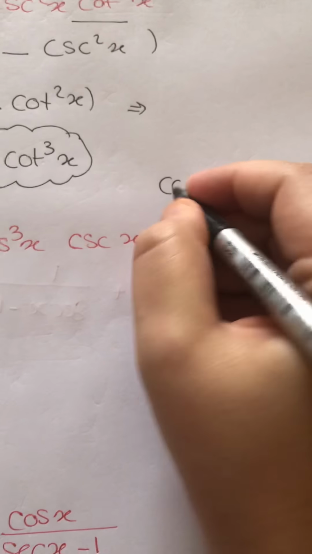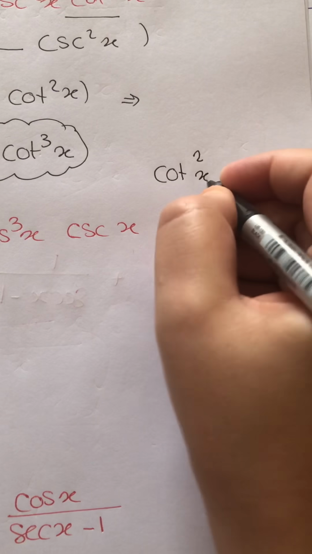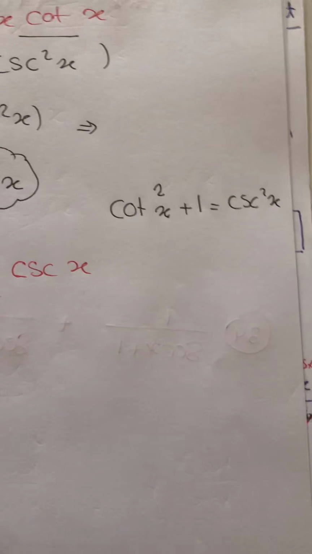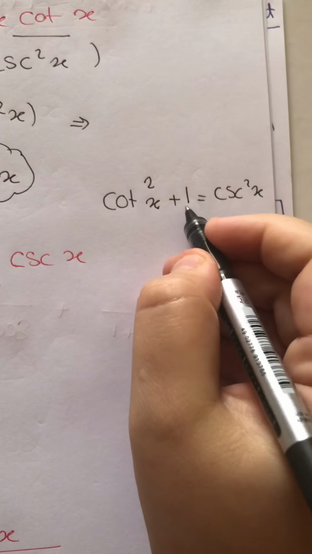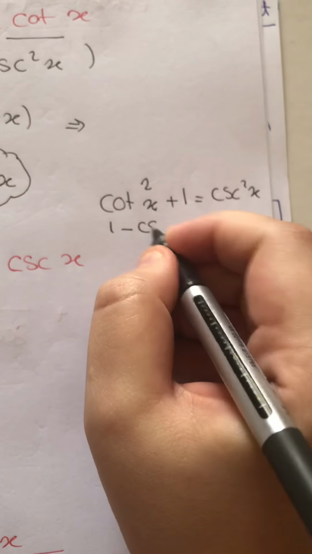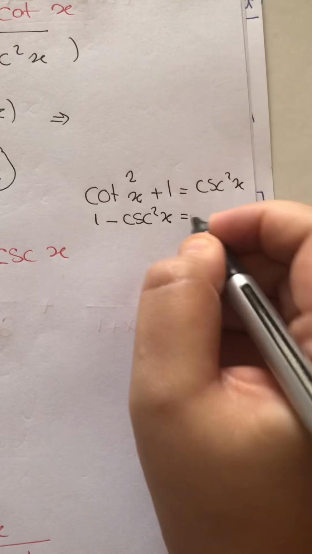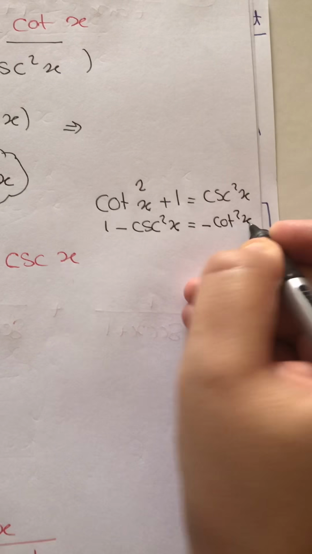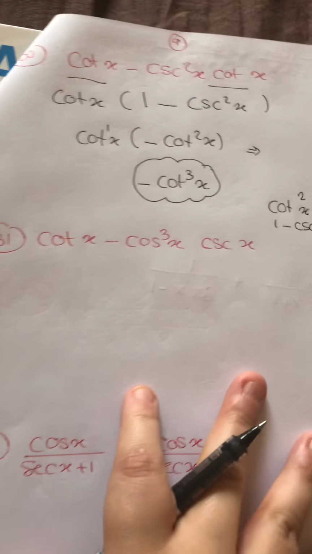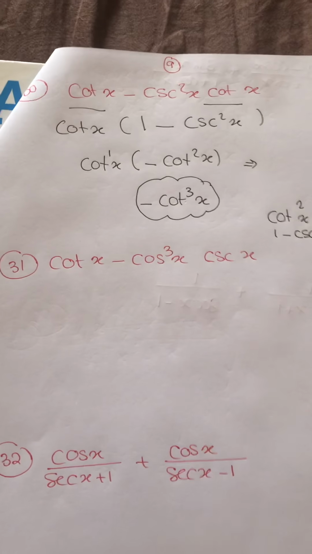Okay, if you didn't get that part, again, the Pythagorean identity is cosec squared x equals 1 plus cotan squared x. If I want to make it 1 minus cosec squared x, it has to equal negative cotan squared x. Okay? Okay, I'll stop this video, start another one. Bye.